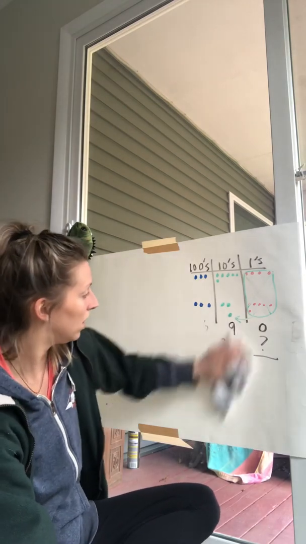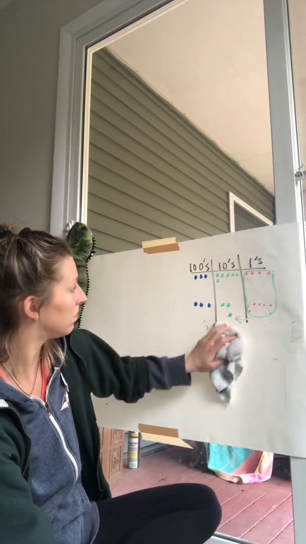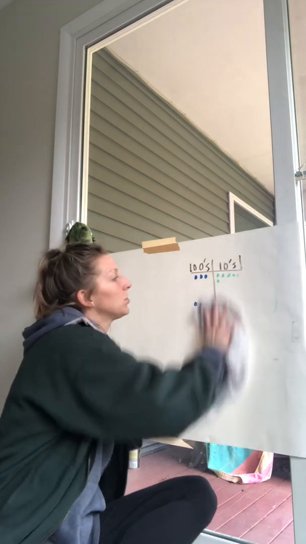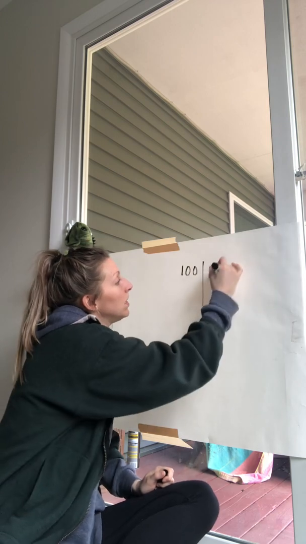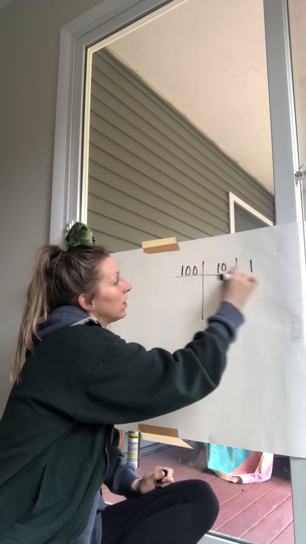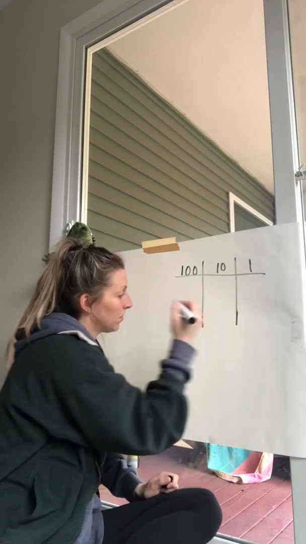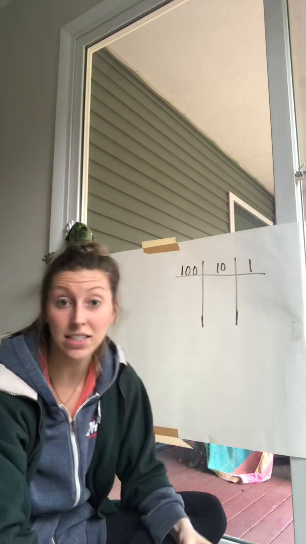All right, we're gonna do one more, I think. Okay, let's see. Maybe I'll just erase all of it. Okay, so this one will be 100. There's my tens. Okay. My place value.